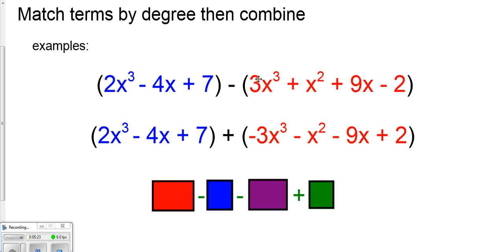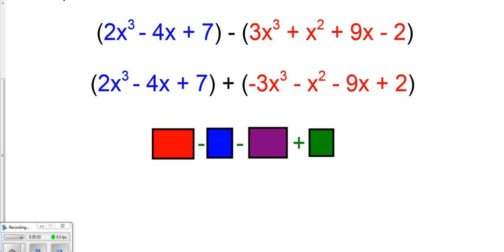So, instead of 3x cubed, it's negative 3x cubed. Instead of plus x squared, it's minus x squared. Instead of plus 9x, it's minus 9x. Instead of minus 2, it's a plus 2. We distributed this negative to each piece, and so this minus becomes a plus now. We're just saying subtraction means add the opposite of each thing.